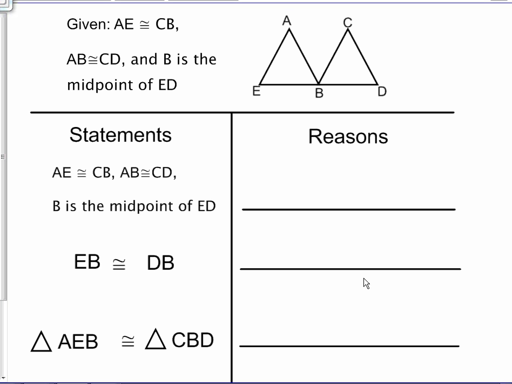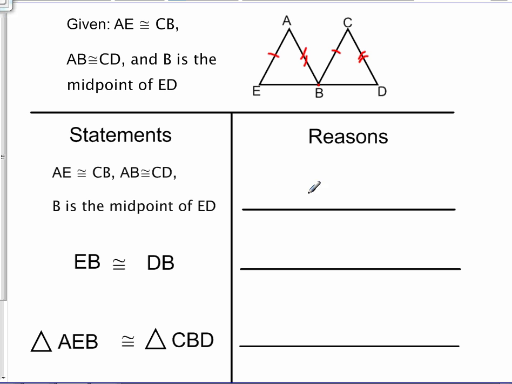All right, so we can use these two postulates and theorems to do some proofs. So we're going to do a proof real quick. We're given that AE is congruent to CB, and we have that AB is congruent to CD. All right, and then we have that B is the midpoint of ED. Okay. All right, so they give us our statements here. We just have to come up with the reasons for these statements.